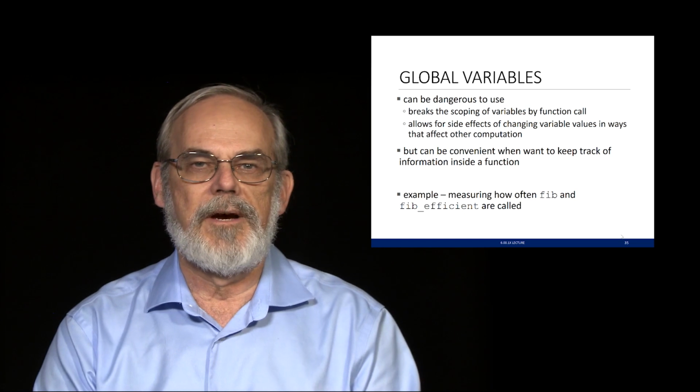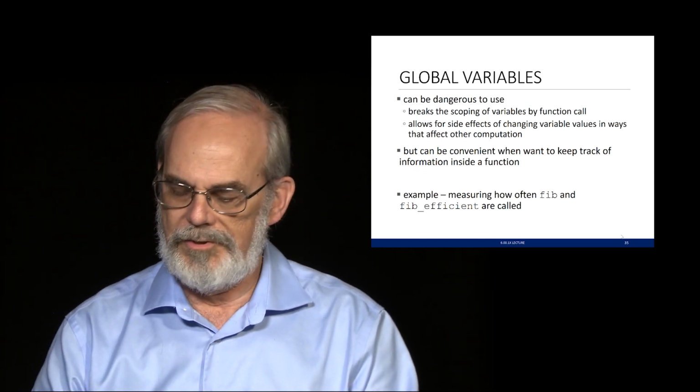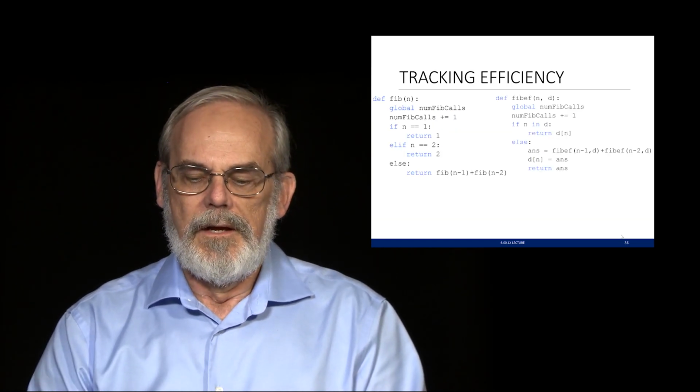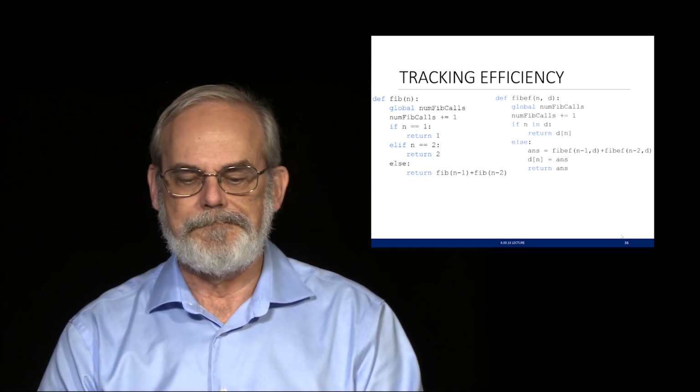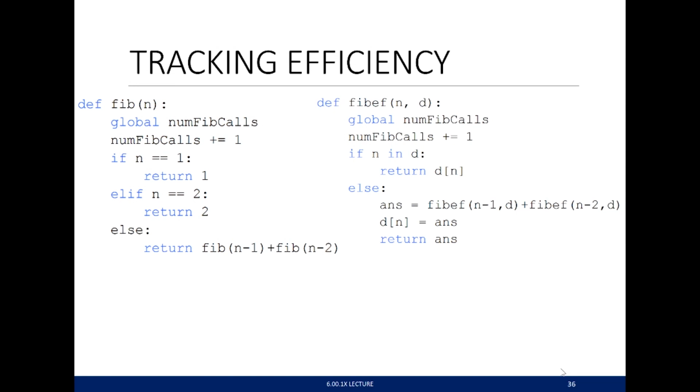And I want to go back to my example of fib and fib efficient to show you how that would work. I'm going to take those two definitions and I'm just going to change them slightly. In particular, I'm going to add in a variable that is going to just keep track of how often I actually call this function. And so I'm first going to say that variable is global. And this is simply a statement. Notice global is a special term. It says this variable name is something that I can access outside the scope of the function.